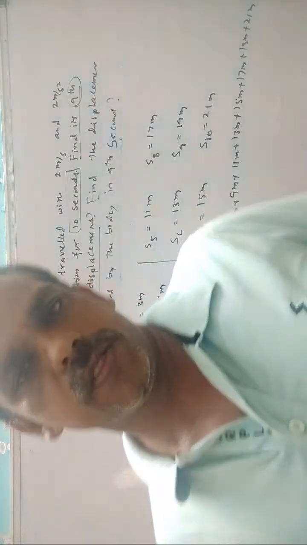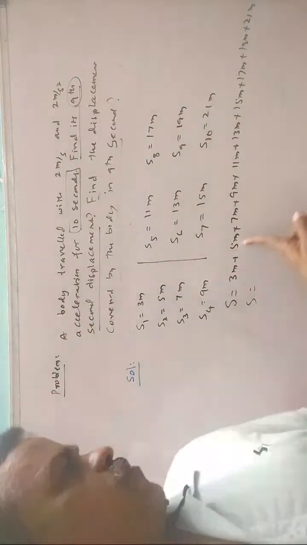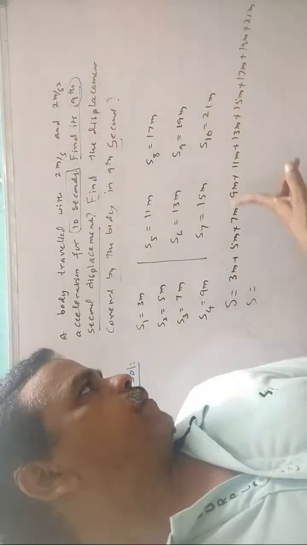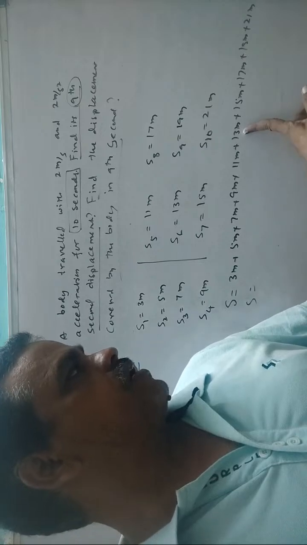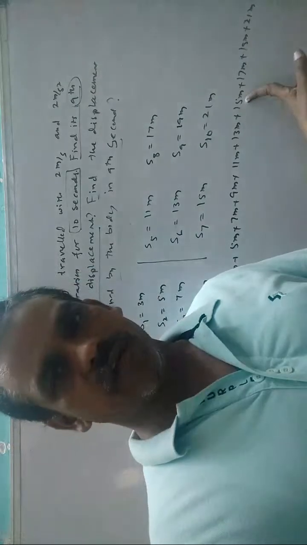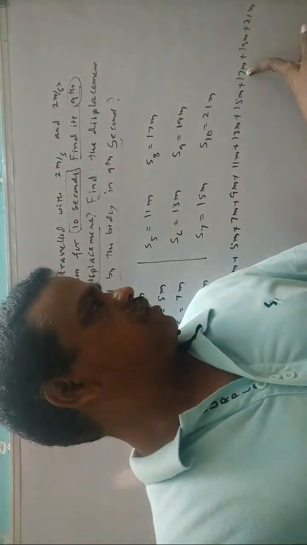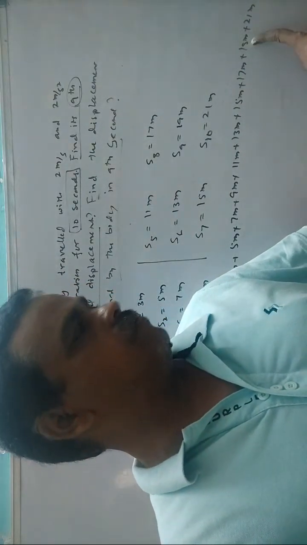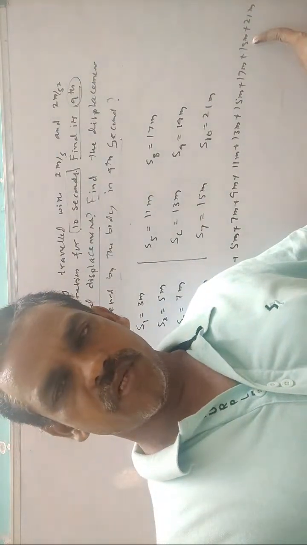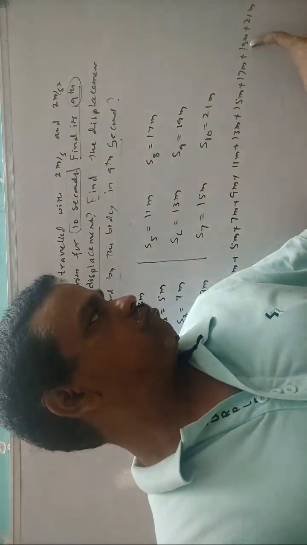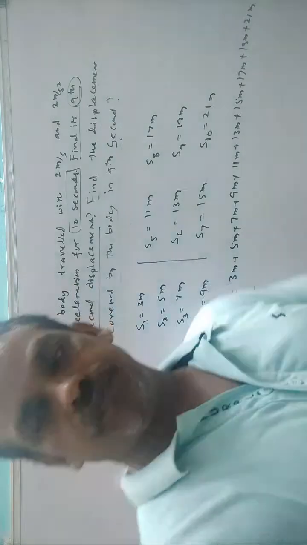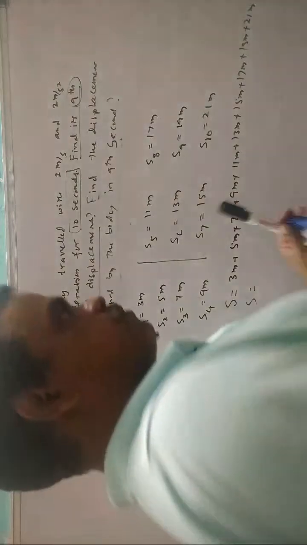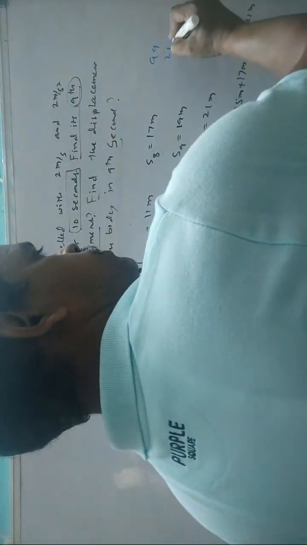Come on, what happens? See here, 3 plus 5, 8, 8 plus 7, 15. 15 plus 9, 24. 24 plus 11, 35, 35 plus 13, 48, 48 plus 15, 63. 63 plus 17, 80, 80 plus 19, 99, 99 plus 21, 120 meter.